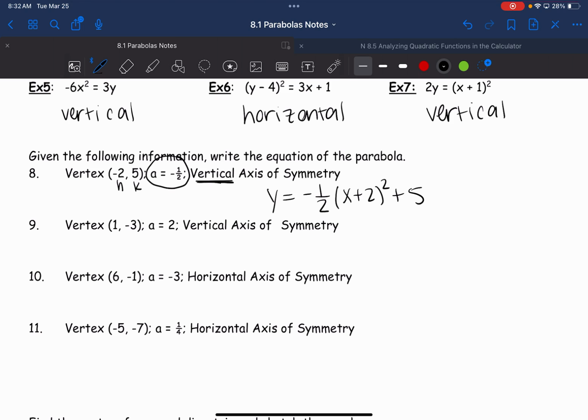You guys try examples 9, 10, and 11. You're just writing the equations based on the information they provided for you. So they gave you h and k. They gave you your a value for out front. And they also told you if it was vertical or horizontal, which tells you whether it is x equals or y equals some equation.